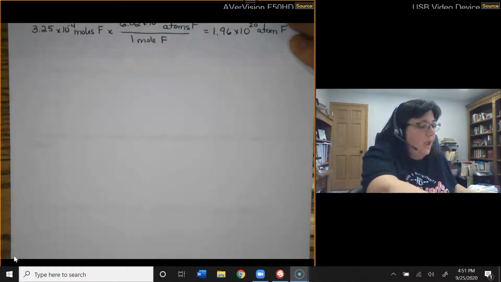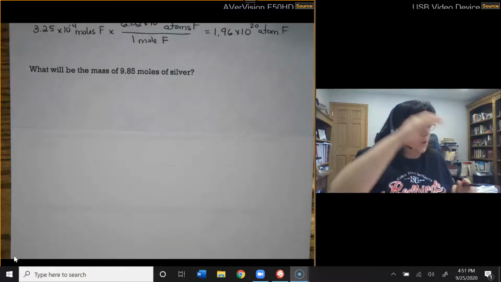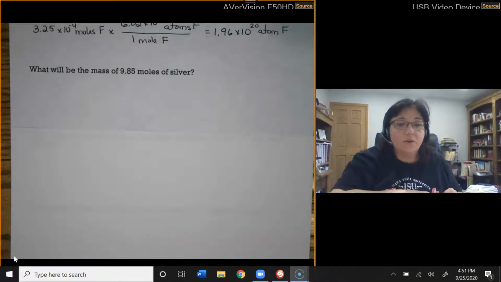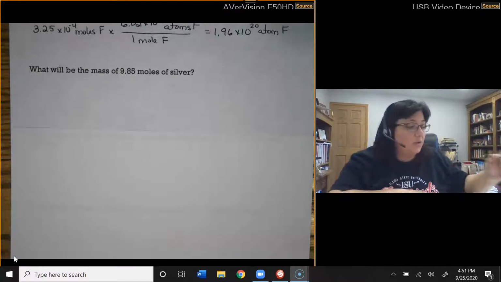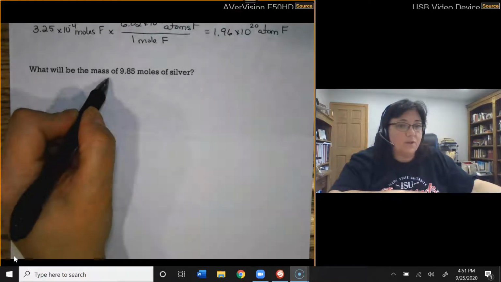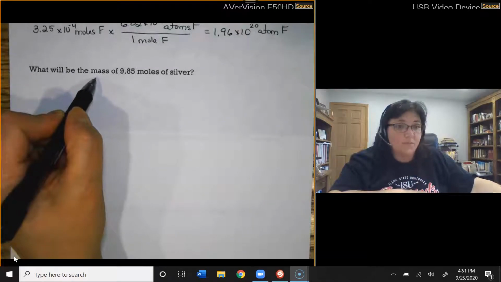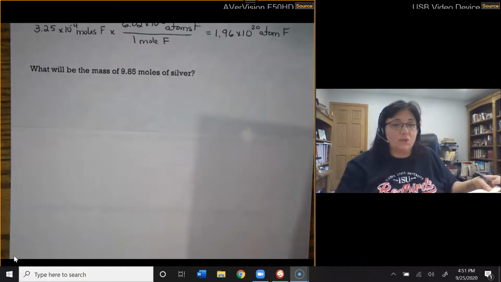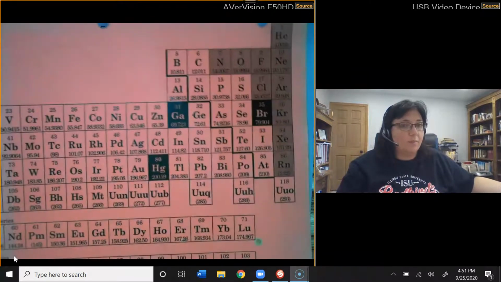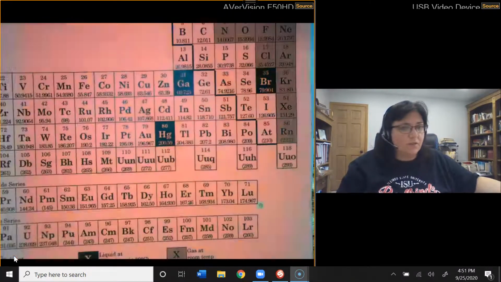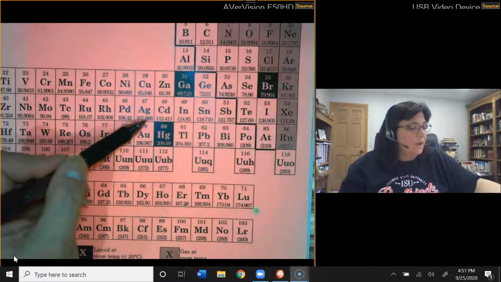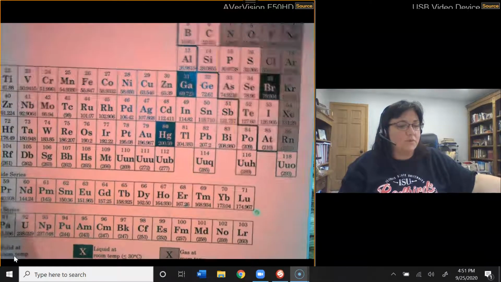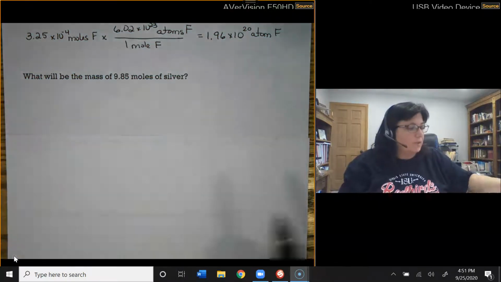All right, so next question says, what will be the mass if you have 9.85 moles of silver? So now I do need mass. I don't need atoms. So hopefully you're realizing, oh, what I need to use is molar mass now, because that's what gets me back and forth between moles and grams. So the substance is silver. So I pull out the periodic table and I see that 1 mole of silver weighs 107.868 grams. So that's going to be my conversion factor.